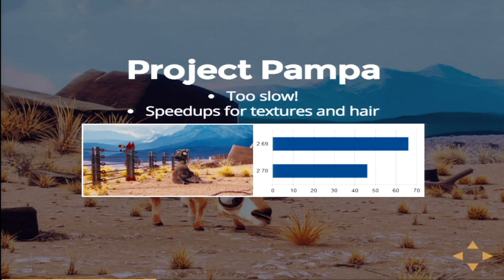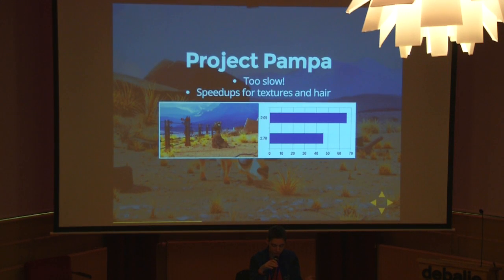And then one developer came along, Mr. Lukas Stockner, and he did a lot of great work on textures and hair. And that's basically what resulted in a great speed up from Blender 2.69 to Blender 2.70, as you can see here in the chart. It was for this particular scene in 1280 by 720 HD resolution. It went down from 66 minutes to 46 minutes. So we could get a nice speed boost there. So that was already better.